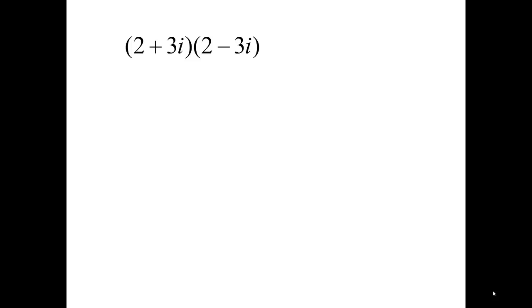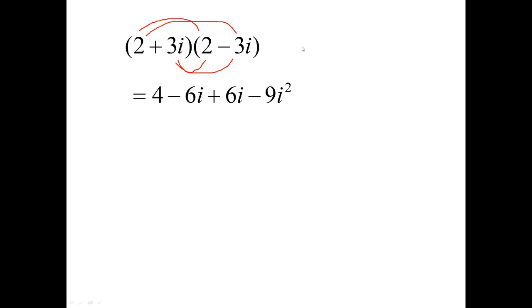Okay, here I've got two complex numbers, and I'm trying to multiply them together. These are conjugates, 2 plus 3i times 2 minus 3i. And you'll remember from earlier on, first times first, outside by outside, inside by inside, last by last. And that gives us 4 minus 6i plus 6i minus 9i squared.